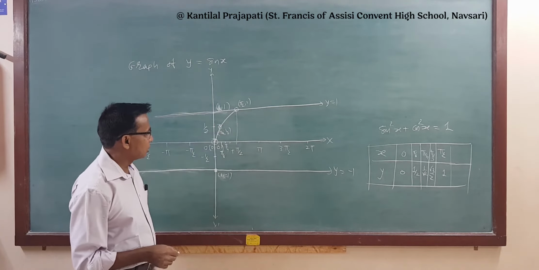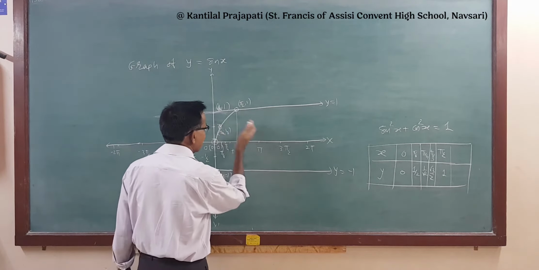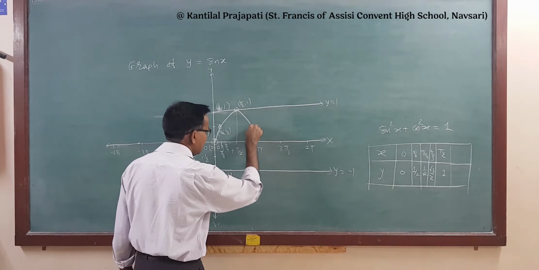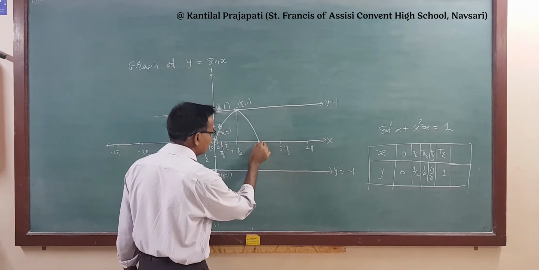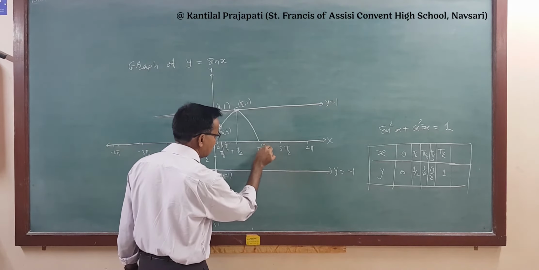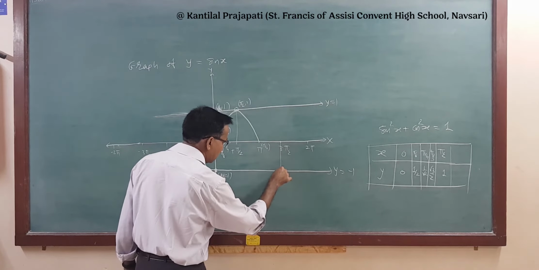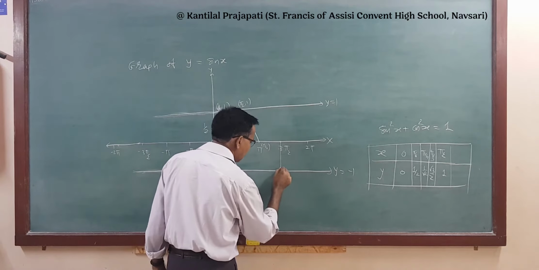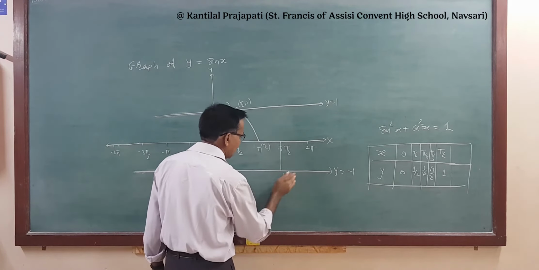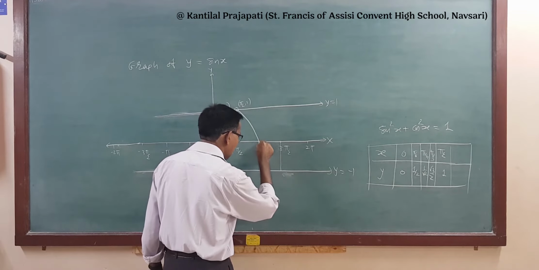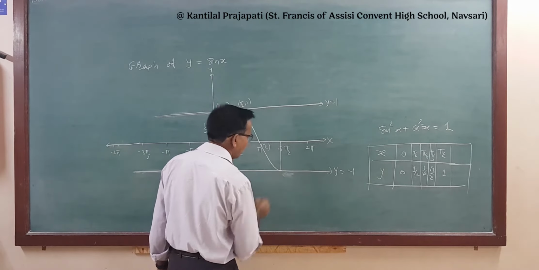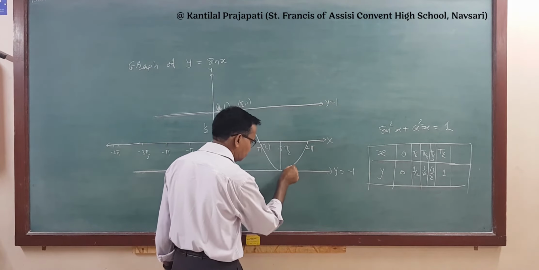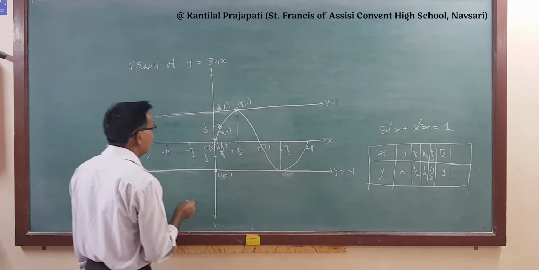Now see that in the second quadrant the function decreases. You get the same shape here, but it comes down to 0. Sine pi will be 0. Then we move between pi and 3 pi by 2, where 3 pi by 2 gives minus 1. So we draw it like this. And then 2 pi is equal to 0.